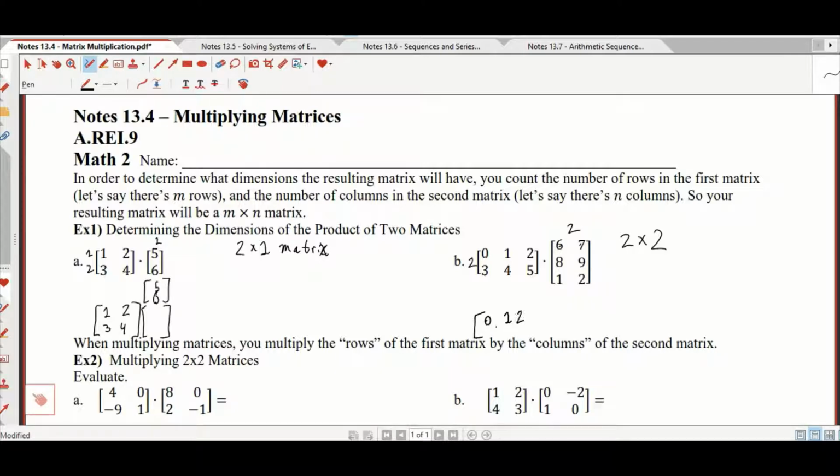1, 2, 3, 4, 5 times 6, 7, 8, 9, 1, 2. And there's just enough room down here for a 2 by 2 matrix.